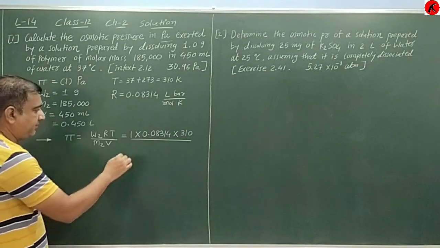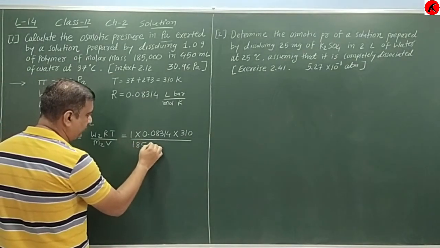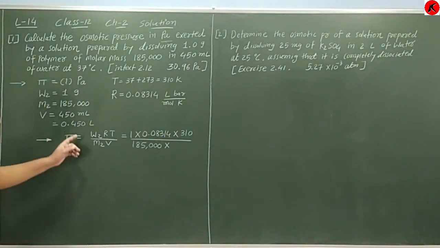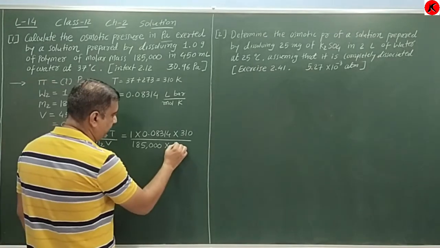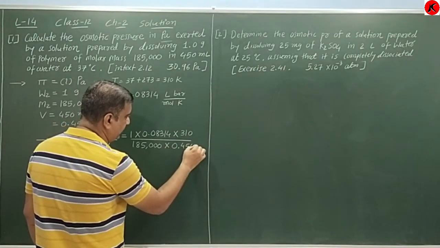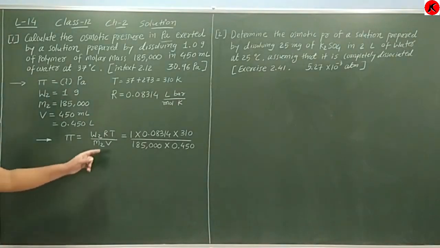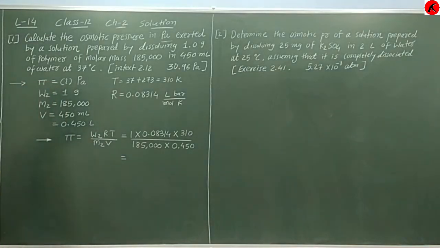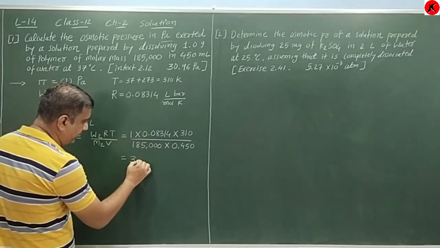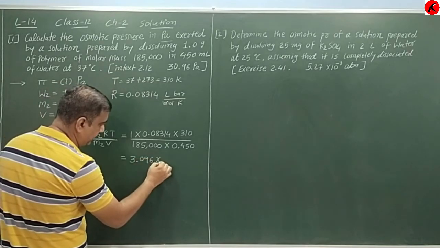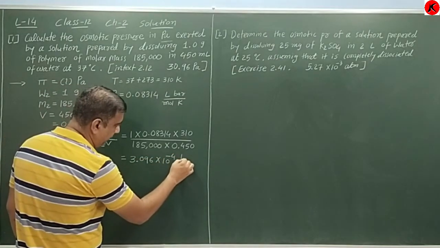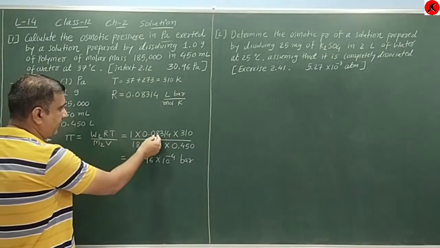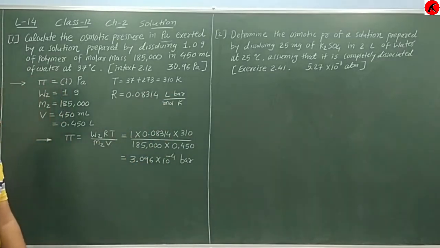Now temperature is 310 Kelvin, divided by M2, molar mass is given, 185,000, into volume, always using liter, it is given 0.450 liter. Now simplify. When we are simplifying, then we will get the answer 3.096 into 10 power minus 4 bar. So the answer comes in bar unit because the value of R is in liter bar per mole Kelvin.